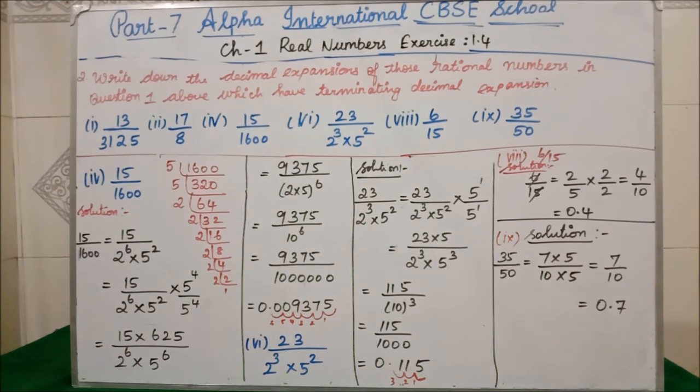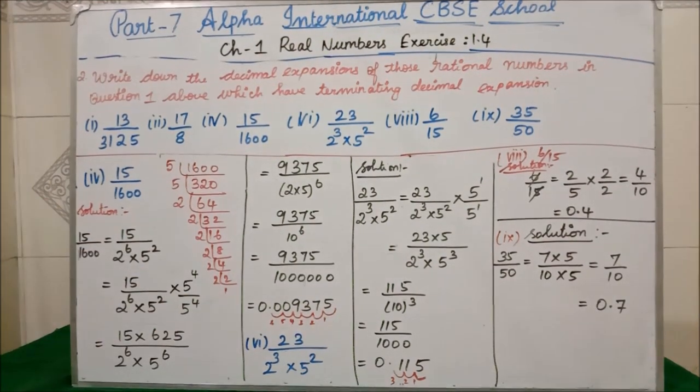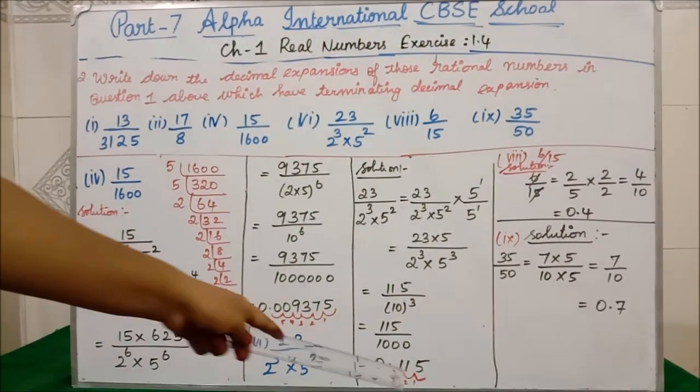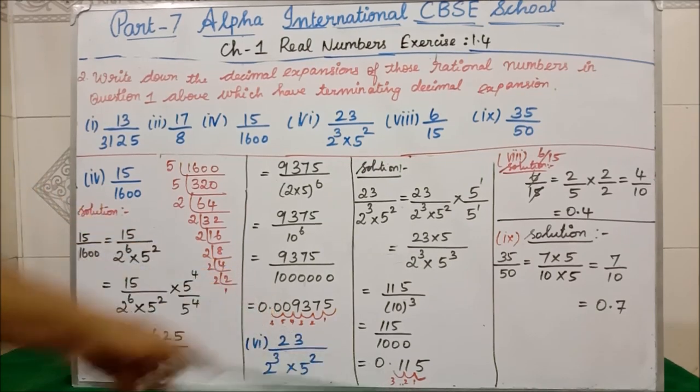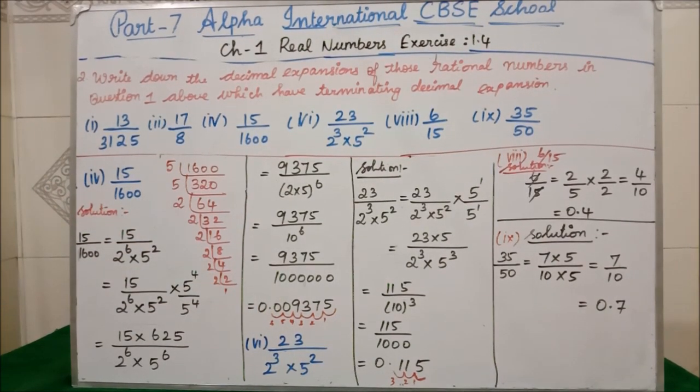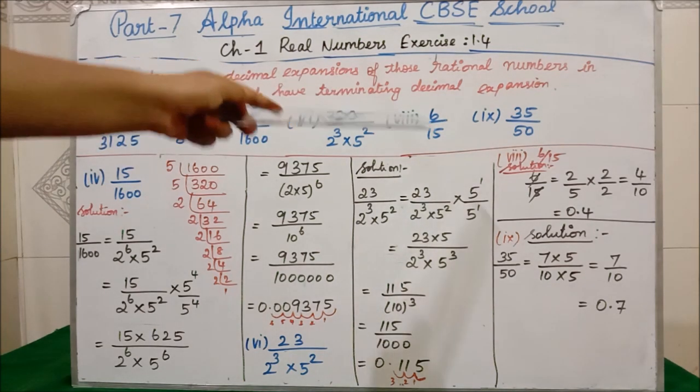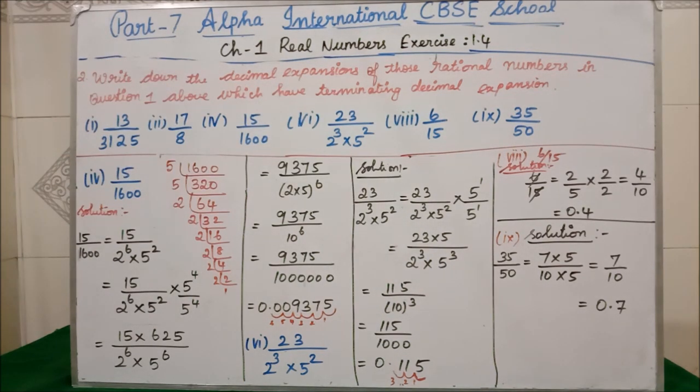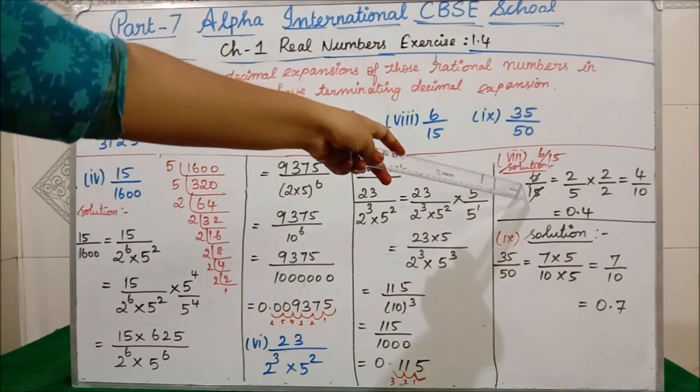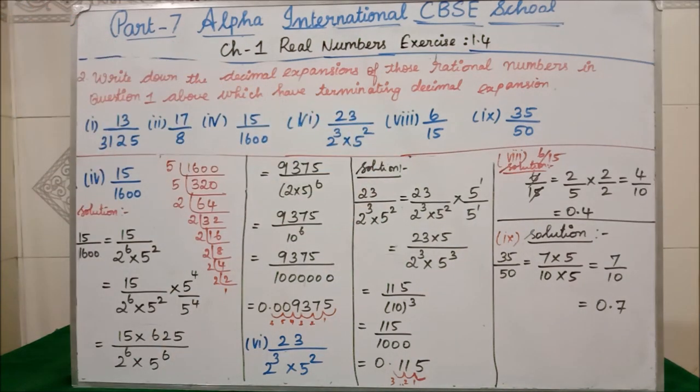So how many places do we have to move forward now? 3 places. Since we have three 0s, we have to move 3 places forward. See, 1, 2, 3. So our answer is 0.115. Now, students, the 8th question: 6 divided by 15. I have written the solution here. 6 divided by 15. If I cancel 6 divided by 15, what will I get?